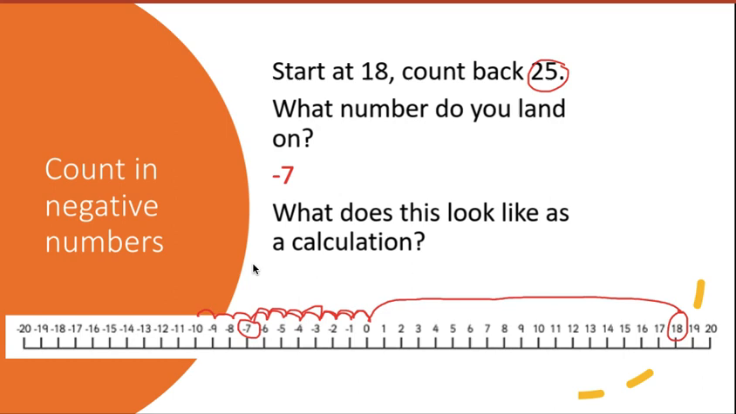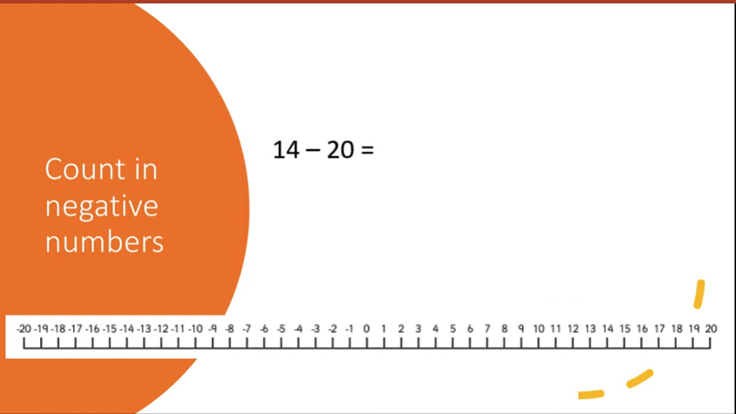So what does this calculation look like? It looks like 18 minus 25 equals minus 7. Well done if you got that right first time. Okay, this time I've given you a calculation. 14, take away 20. Remember 14, count back 20. Have a go.